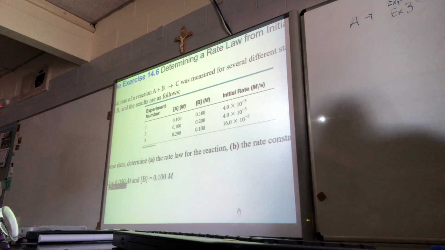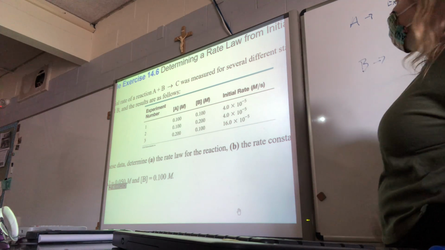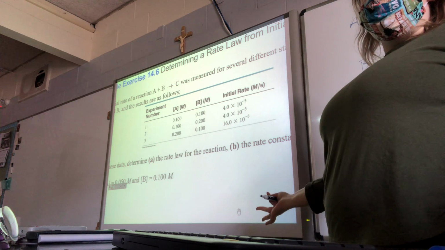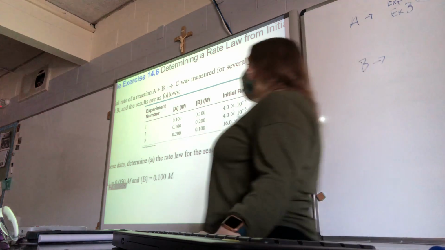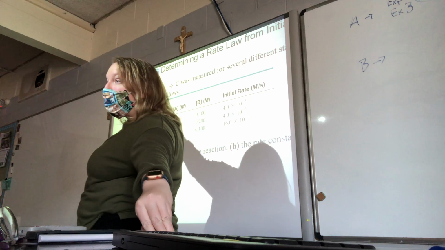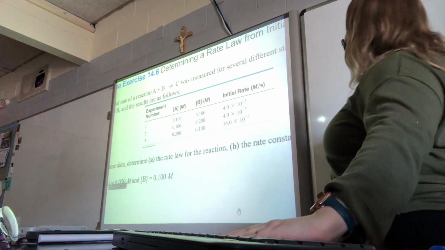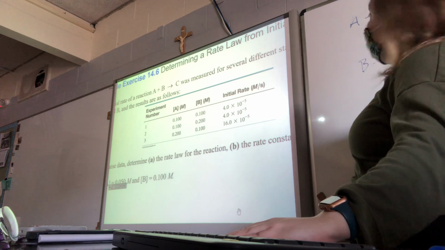Okay, what about for B? Which 2 experiments should we start with? 1 and 2. That's a good idea. Does A stay the same for 1 and 2? Always double check that the other thing you're analyzing against stays the same. Remember, there should only be one variable in an experiment. So if we look at 1 and 2, B goes up by a factor of what? 2. What happens to the rate?